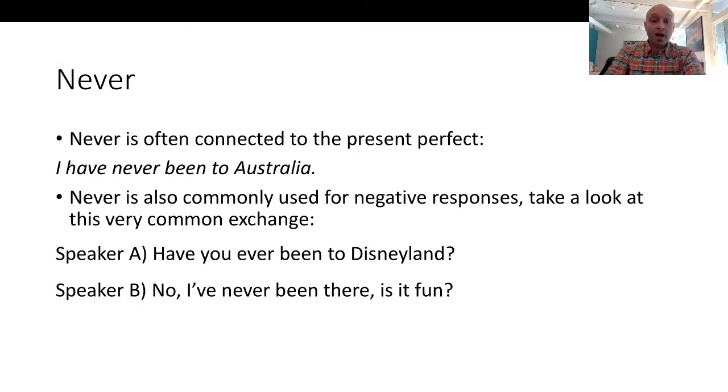Mais uma palavra que está bem conectada com o present perfect simple é never. Nem sempre, tem vários outros sentidos, mas está conectado ao present perfect. Eu posso falar, I've never been to Australia. Mas olha nessa conversa, eu vou conversar com o Mário. Hey Mario, have you ever been to Disneyland? No, I've never been there. Is it fun? Então, pode ver que ever e never são mais ou menos um par.